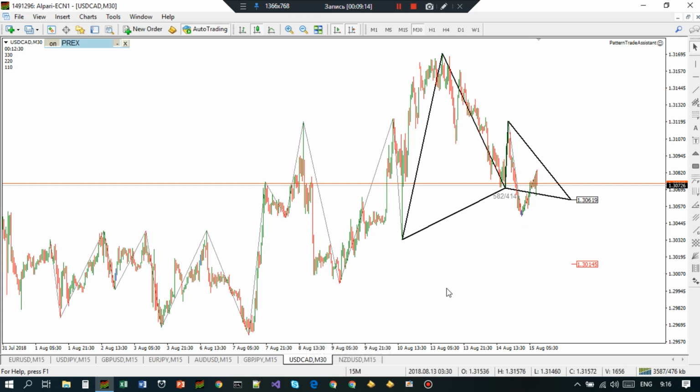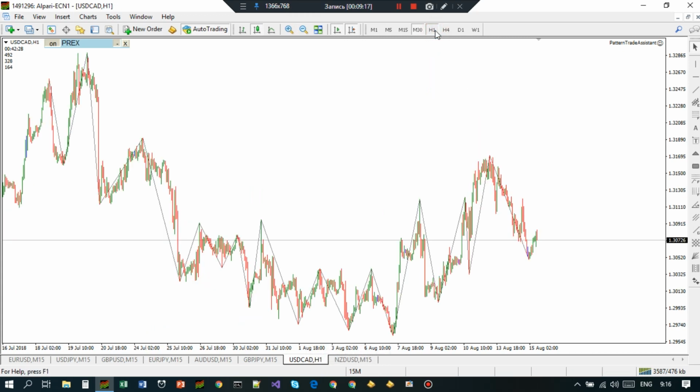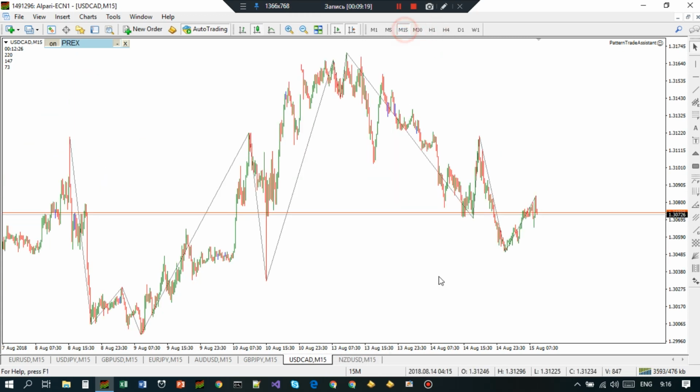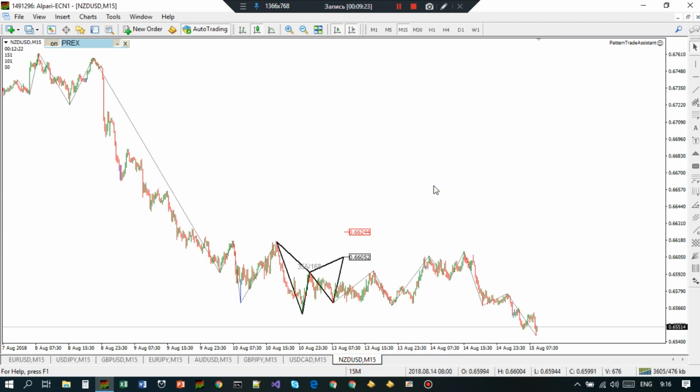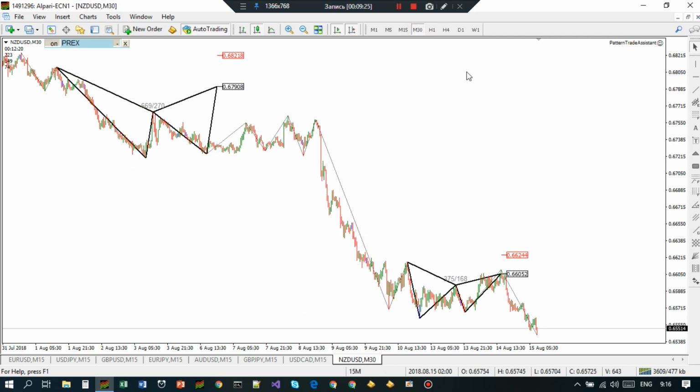Okay, dollar Canadian 30 minute, and let me check 1 hour. Nothing is there. 15 minute is nothing. New Zealand dollar 30 minute.